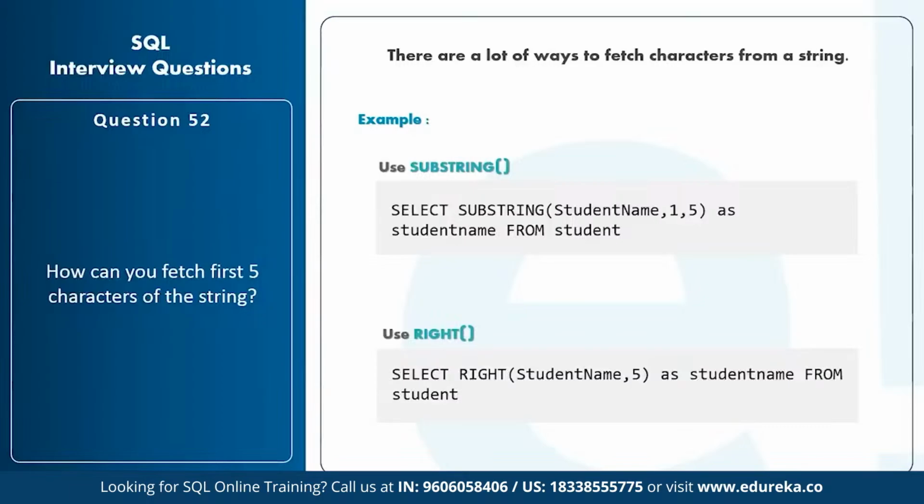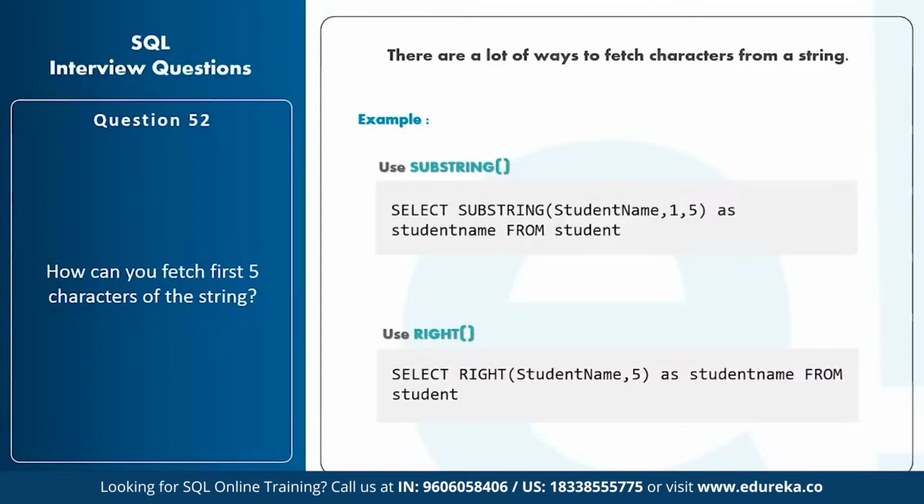So for your understanding, I've mentioned 2 examples over here. Either you can use the substring command or the write command. When you use the substring statement, you can use a statement like: select substring(student name, 1, 5) as student name from student. The first 5 characters of student name will be retrieved from the student table.